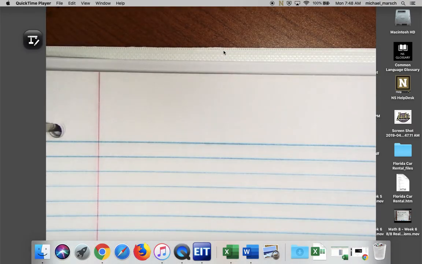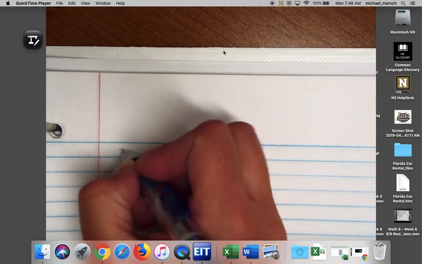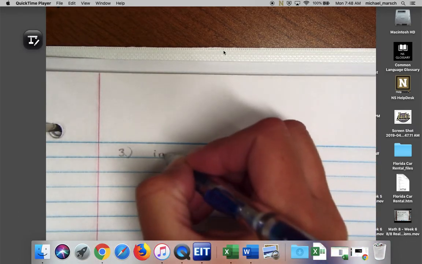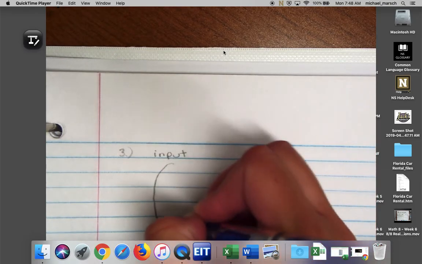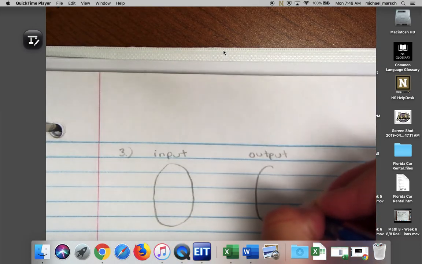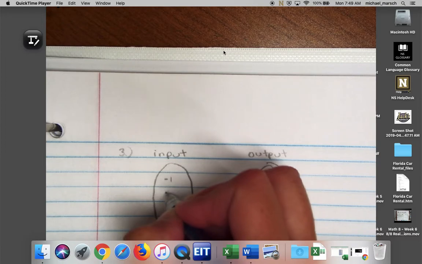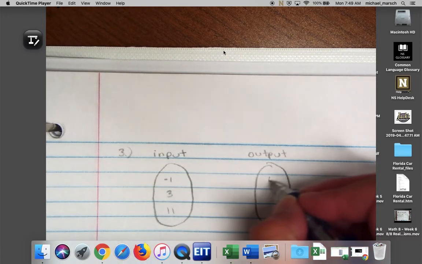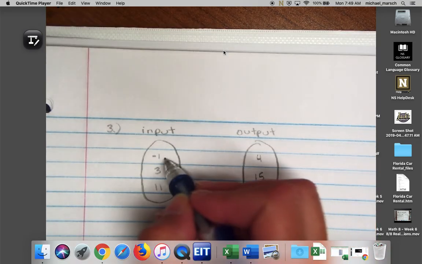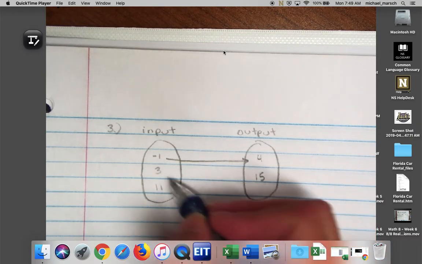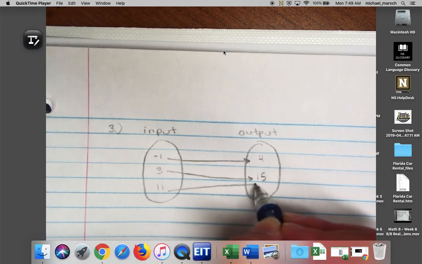Another way you might see functions is a mapping diagram. Do you guys remember mappings? So mappings look like this. Probably you didn't enjoy them last year. We've got input, we've got output, and then we have these really weird, awkward, oval-y things, right? Okay, and then they are connected to show you what your ordered pairs are. So I would have -1, 4, I would have 3, 15, and I would have 11, 15.